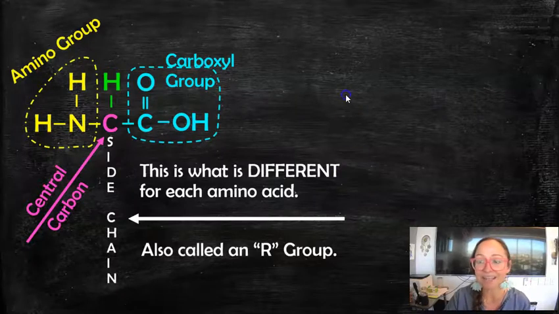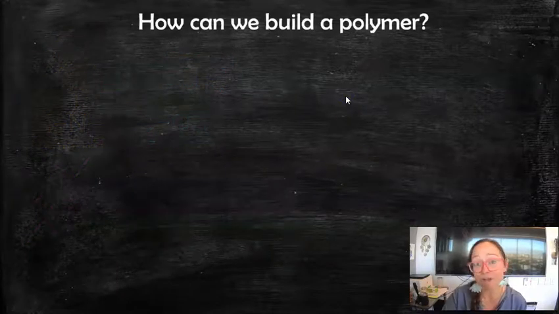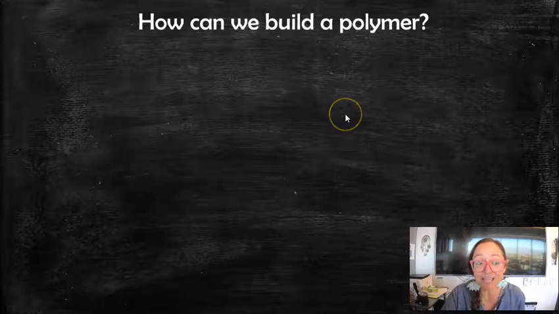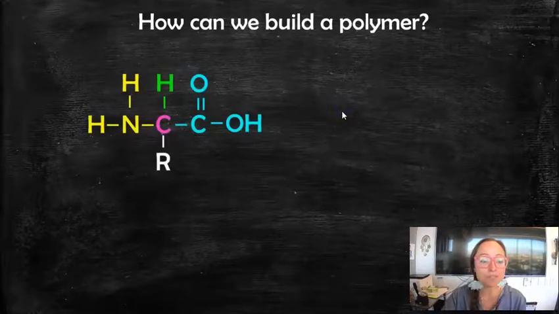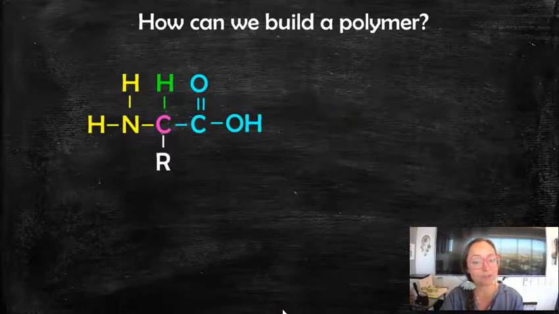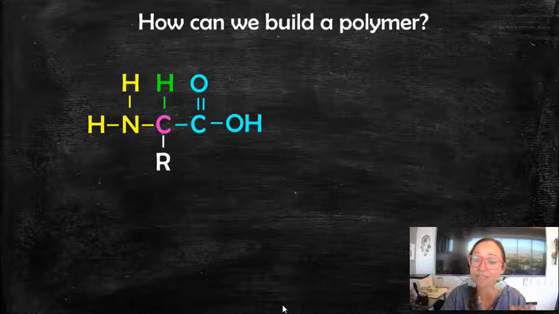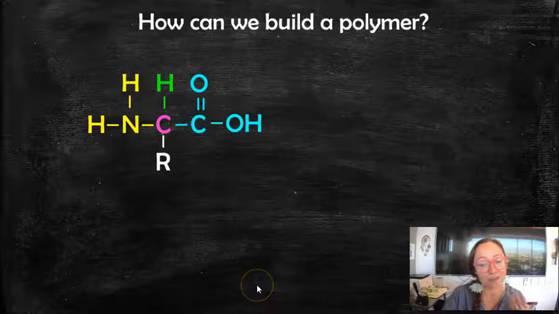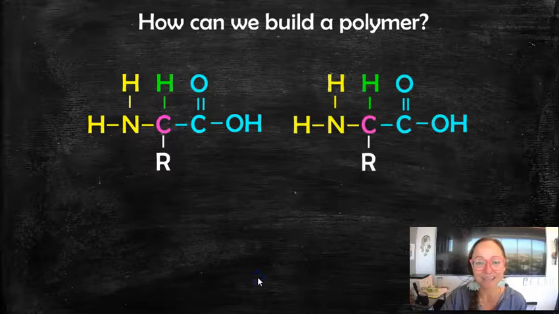So let's go ahead and see how we can build a polymer from amino acids. How can we build a polypeptide? So we start with one amino acid, and you notice the R group, that's the variable group that's different for each of the 20 amino acids. It also gives the amino acid its chemical properties. Is it going to be polar, nonpolar, etc.? Okay, so here we have a second amino acid.